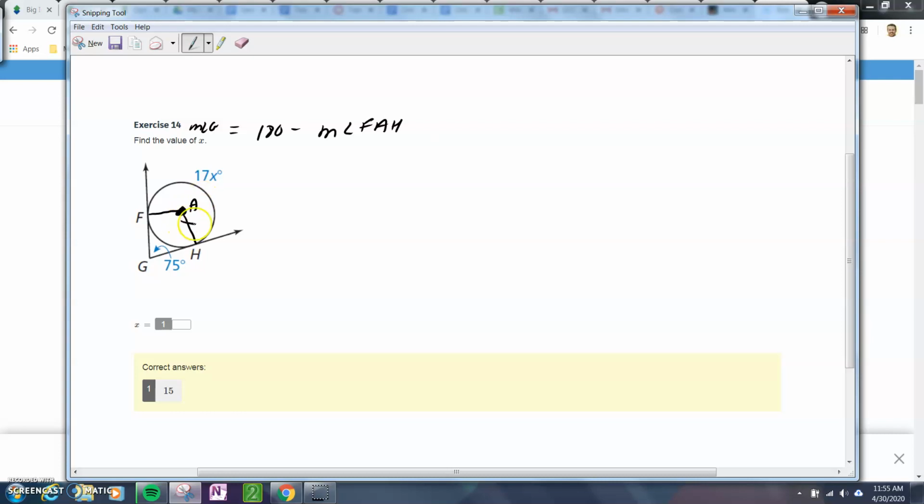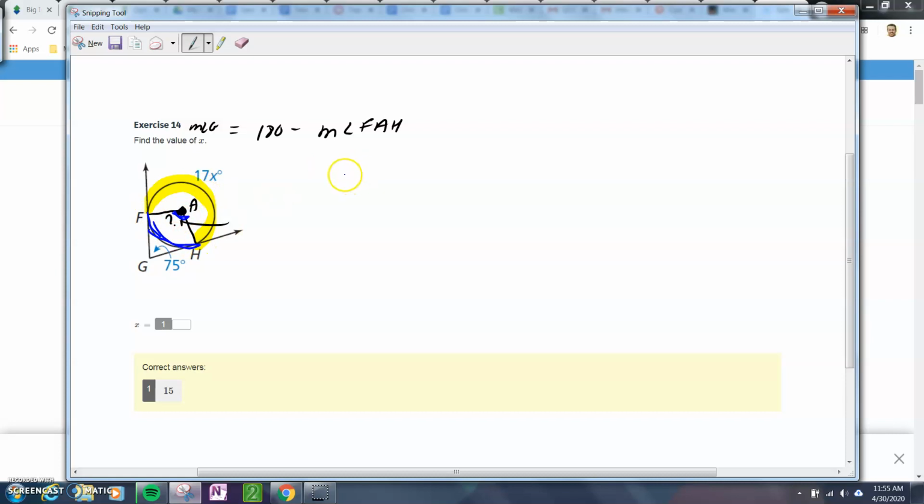Well, we're not given what this angle is. We don't know, but we can figure it out by looking at this. So they're telling us that a huge part of the arc of the circle is 17x. Well, remember the entire circle is 360. So this piece that we're missing that will give us this angle, because we know that this arc and this central angle are the same thing.